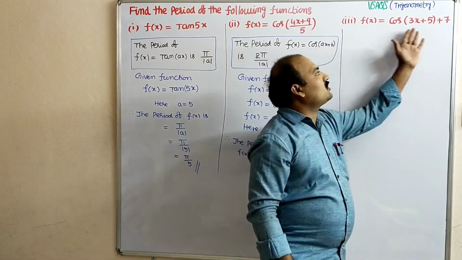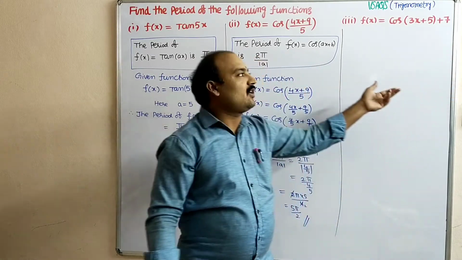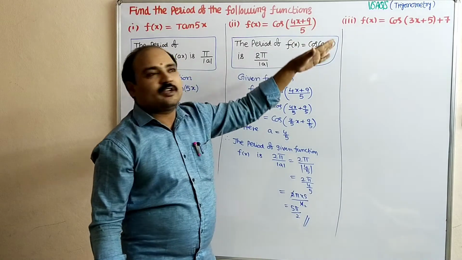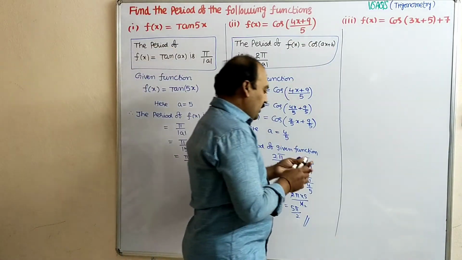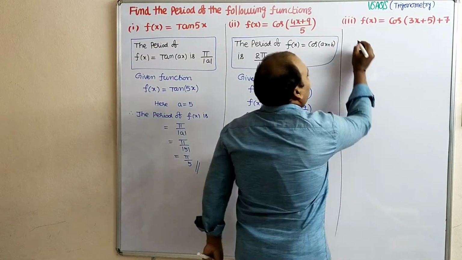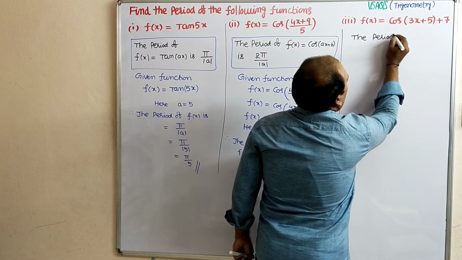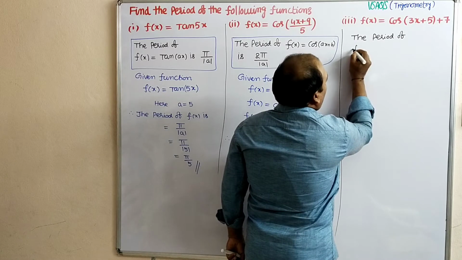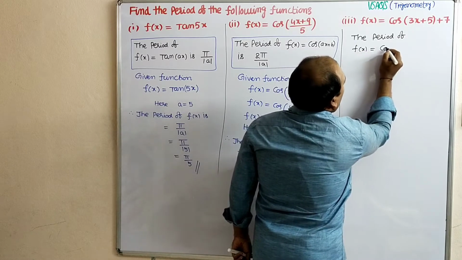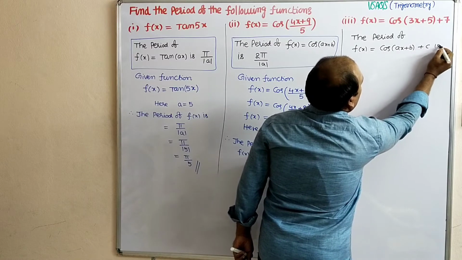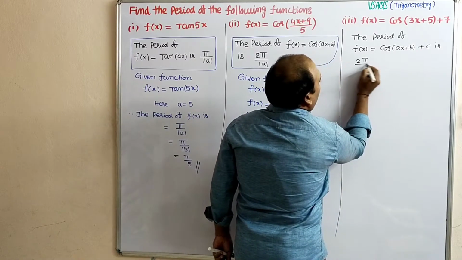f of x equal to cos of 3x plus 5 plus 7. Even if a constant is there, you cannot consider it. Only this function you have to take, like cos of 4x plus 9 by 5. First you write the period of the given function. The period of f of x equal to cos of ax plus b plus c is also equal to 2 pi by mod a.